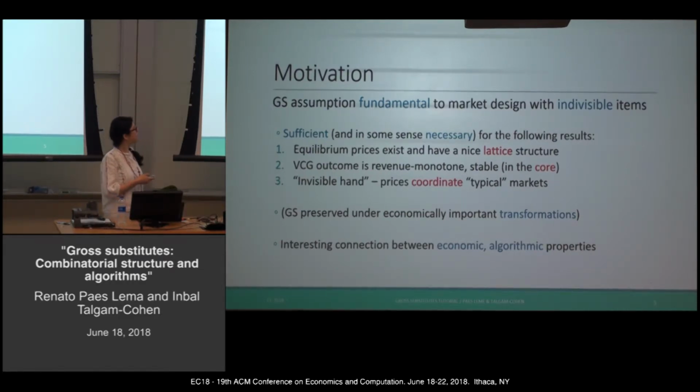And then we are going to talk about VCG and how, when the valuations are gross substitutes, it has really nice properties. And then the invisible hand of the market works really well in terms of prices coordinating the individual actions when we have GS markets, or more accurately, typical GS markets. This nice property that GS is preserved under economically important transformations Renato mentioned in the first part. And then I hope I'll have time to get to some interesting connections between the economic and algorithmic properties.